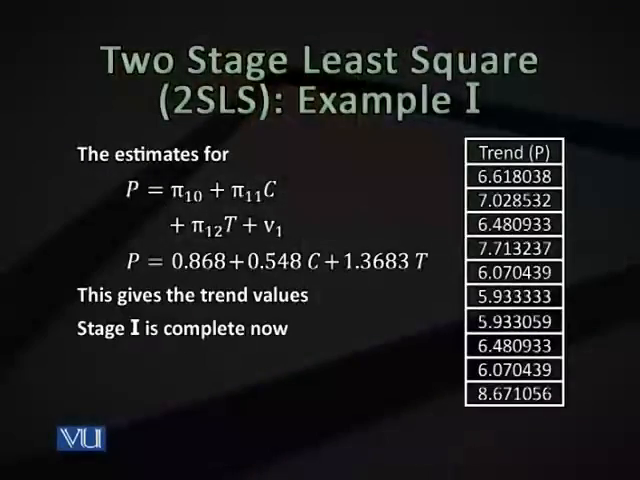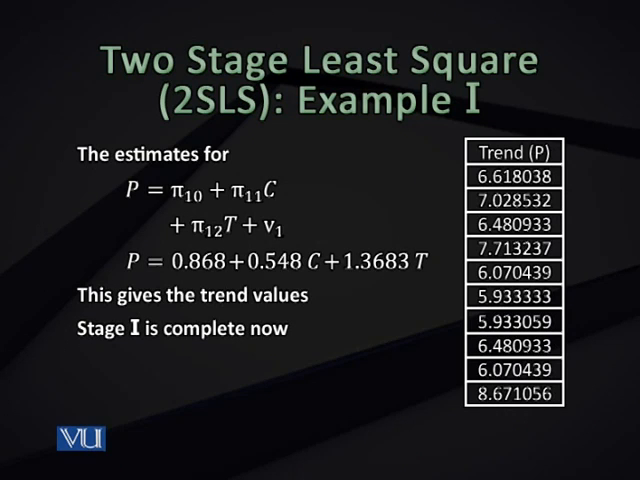So now we have estimates for this reduced form equation as P is equal to 0.868 plus 0.548 C plus 1.3683 technology. Here you will find the trend values of the P hat, which are given in a column, and you will replace this in the original equation. For example, look at the column. You have 10 values, 6.6, 7.0, etc.